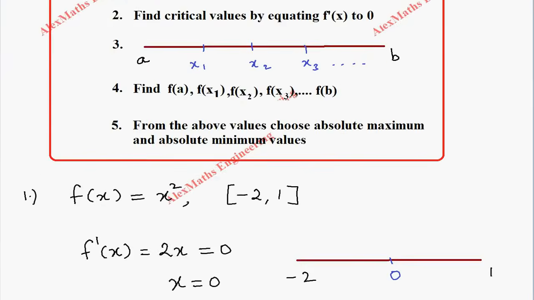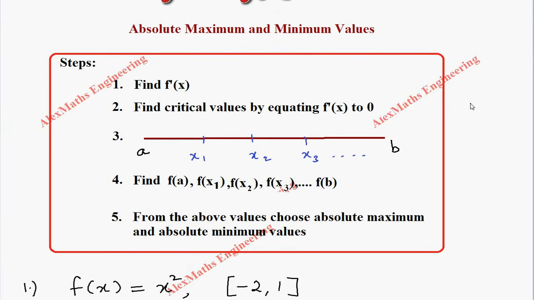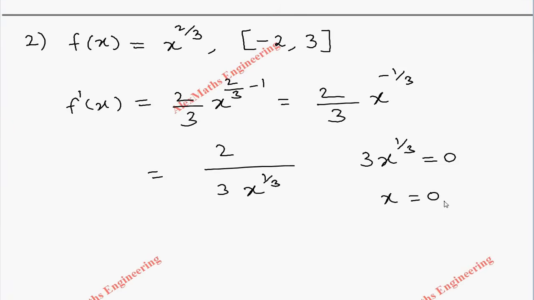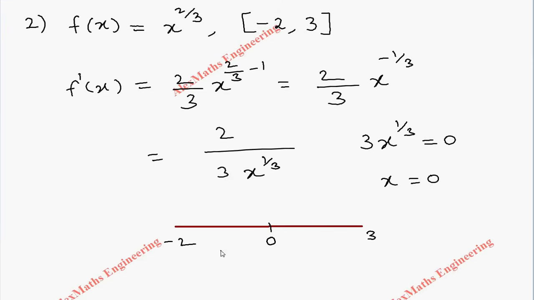Finding the critical values, we already have a separate video. Here we equate to 0, but if it is in numerator and denominator form, we separately equate to 0. After doing that, we got the x value as 0 here. Then next step, we have to take a small number line using the given closed interval minus 2 and 3. In between, we have to mark the critical value. Now, for all these three values, we have to find the function value.